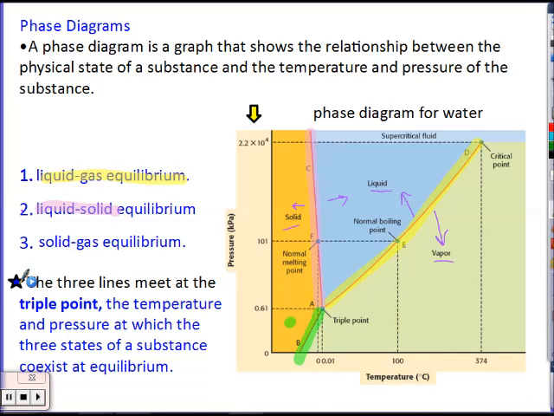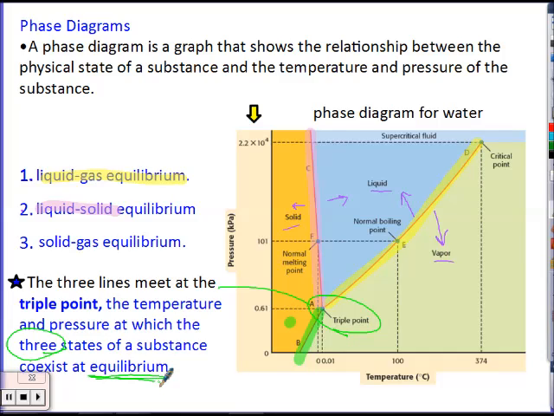Now where these three lines meet, you'll notice this triple point. Okay, this is where all three lines meet. At that point and that point alone, you could have all three states at equilibrium.